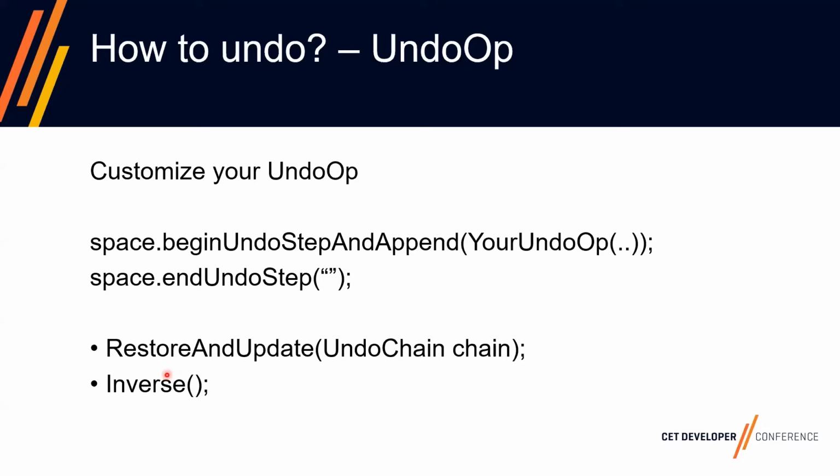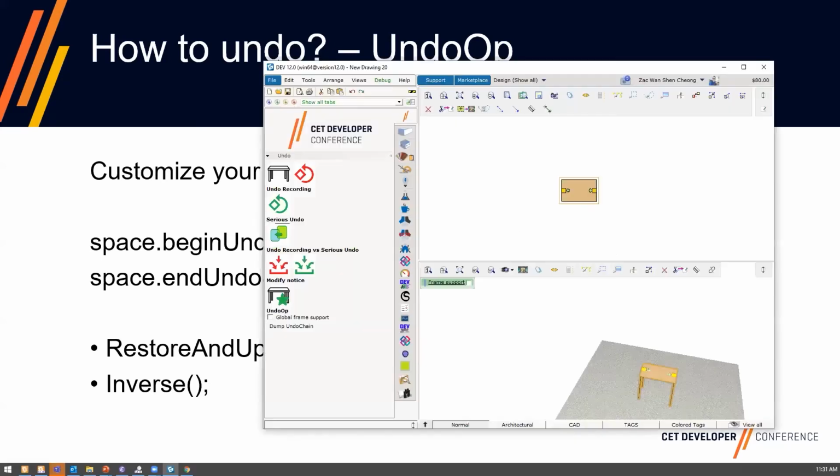And then if you need to do the undo operations, there are two important methods that you need to look into: restore and update, and invert. I'll show how to do that in the code.